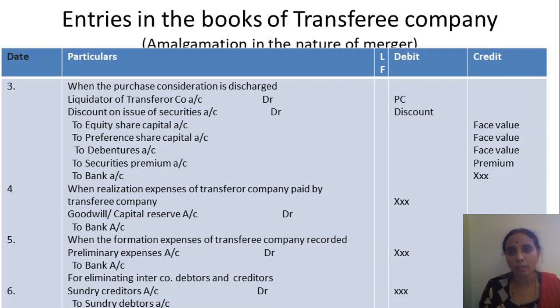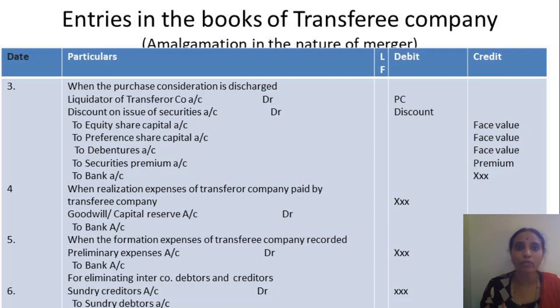To equity share capital account, face value. To preference shares, face value. To debentures, face value. And securities premium account, premium amount. Then to bank account, the amount you are paying. So that is the purchase consideration in which form you are going to pay. That means discharging the purchase consideration. These are the journal entries to be passed.